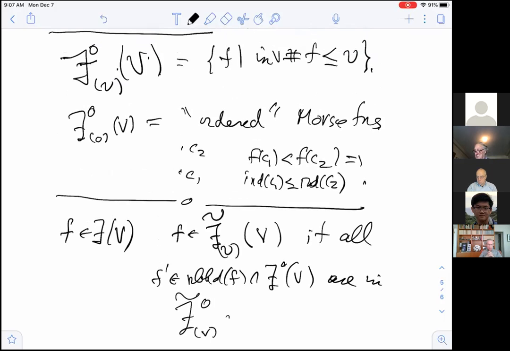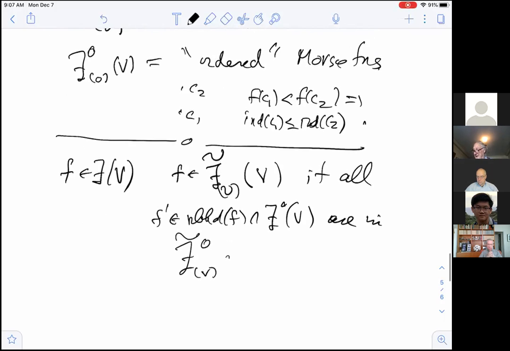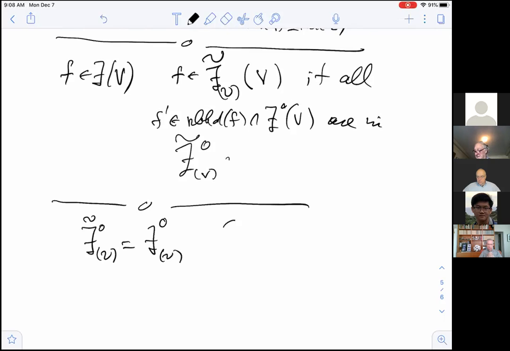For a more general function, you look at all possible approximations by excellent Morse functions, and among all the approximations, you take the maximal number of inversions, and then the function is said to be in f naught tilde v. In fact, I don't need this great generality. I'm only going to consider what I'm going to call f naught. Well, we have f naught tilde of v, which is just f naught of v. And then we'll have f1 tilde of v, and I'll say what that is.